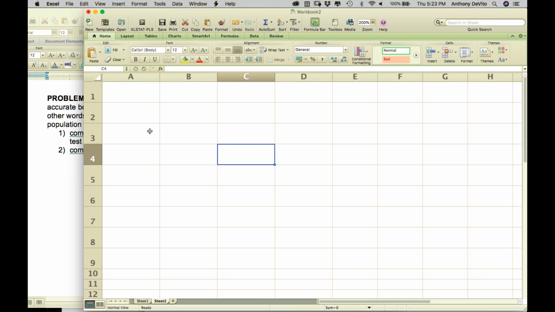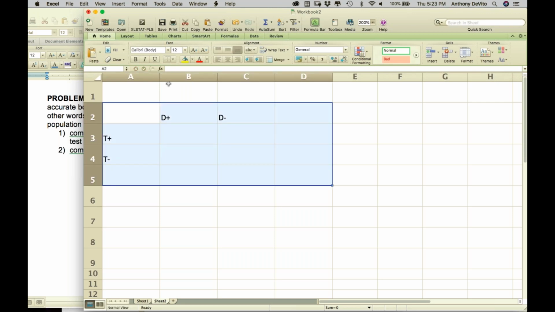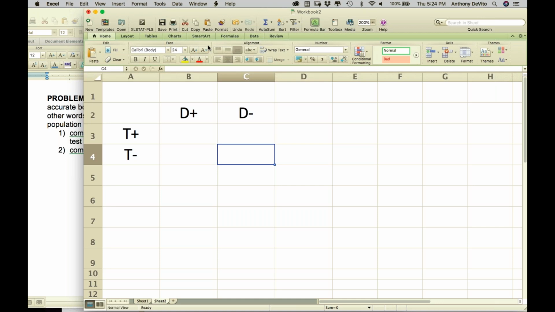This table is going to represent the results of the diagnostic test. They tested positive or they tested negative. And it's going to include also whether a person has that disease or not, disease positive or negative. I'm going to blow these numbers up a little bit, center this, and increase the font size. Okay, good.